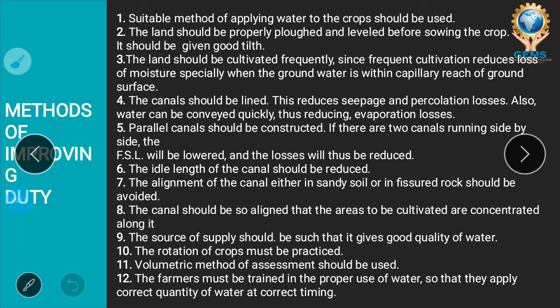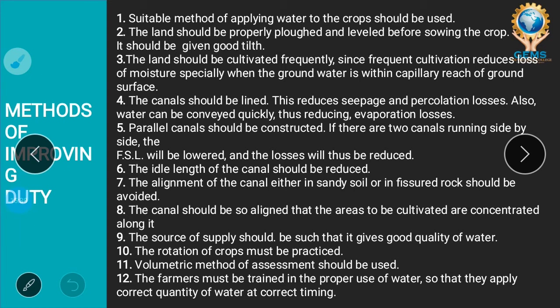Next, the length of the canal should be reduced. It should not be long. If it's long, there would be so much loss. How does the loss happen? Sometimes there is an unlined canal, it might be broken, the side area would be broken, and the water would flow somewhere else, so there is loss. If the length is short, like around 50 kilometers, it's good.